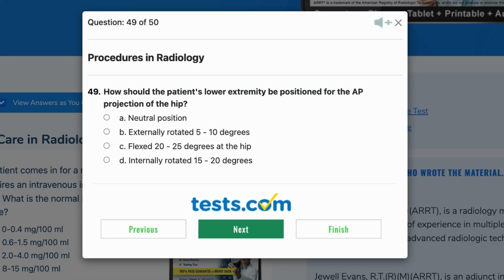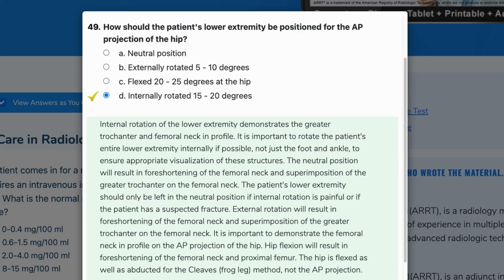Question 49. How should the patient's lower extremity be positioned for the AP projection of the hip? A. Neutral position. B. Externally rotated 5 to 10 degrees. C. Flexed 20 to 25 degrees at the hip. D. Internally rotated 15 to 20 degrees.